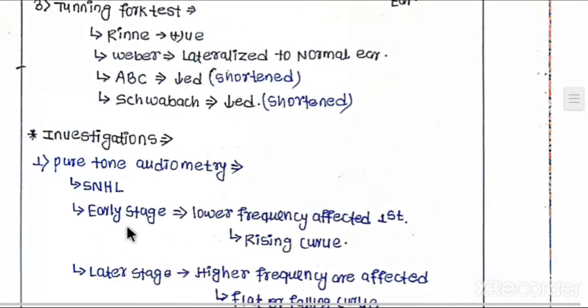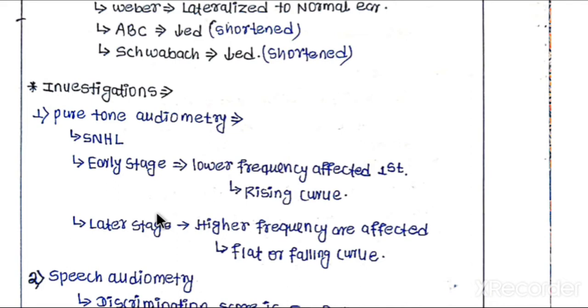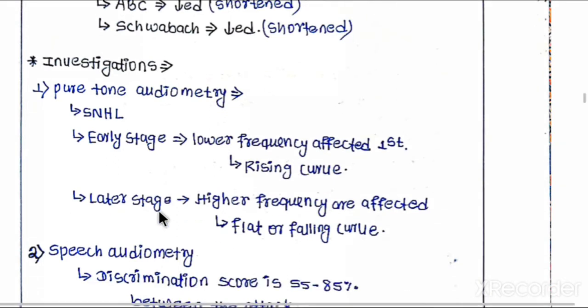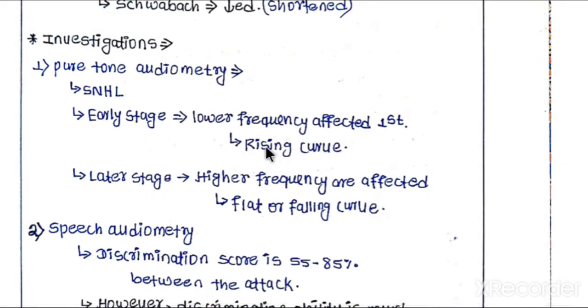On investigation, in pure tone audiometry, we can find sensorineural hearing loss in the early stage. In the early stage, low frequency sound is affected first. That is a rising curve. We can see a rising curve within the graph. In the later stage, higher frequencies are affected. That is a flat or falling graph, a downward graph. This is the upward graph from low frequency.